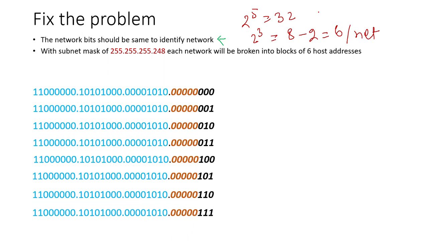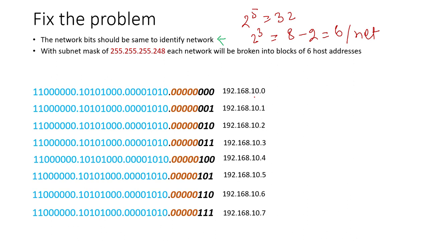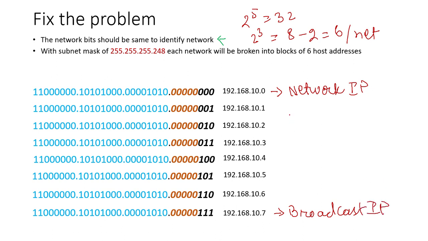So this is the first network in which we can have 6 hosts, and we will have one IP for the network and one IP for the broadcast. This is the first IP, the network address, or we can say network IP. And the last is the broadcast IP. And this is the range. These all are host IPs, which means we can assign these IPs to different devices like laptops, printers, routers, or any other devices.